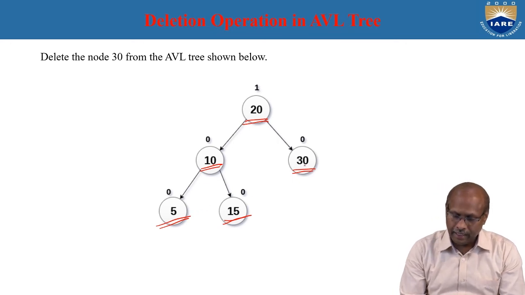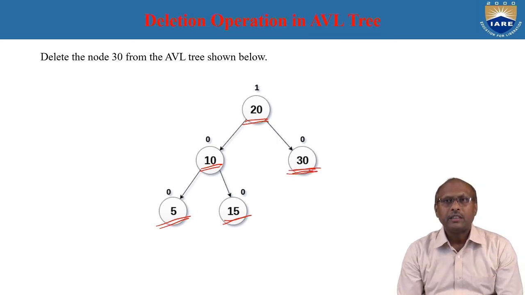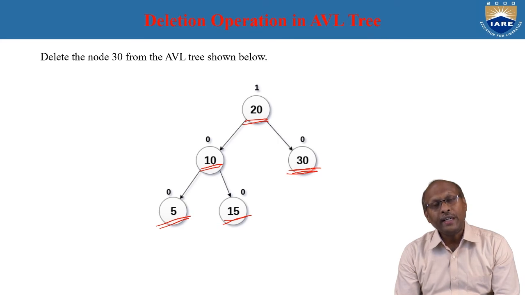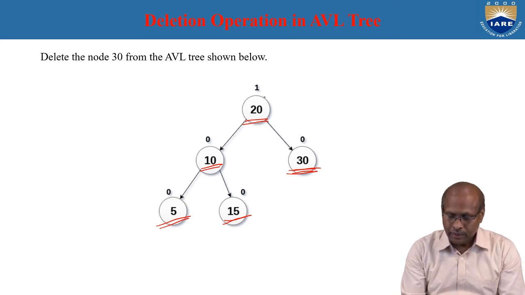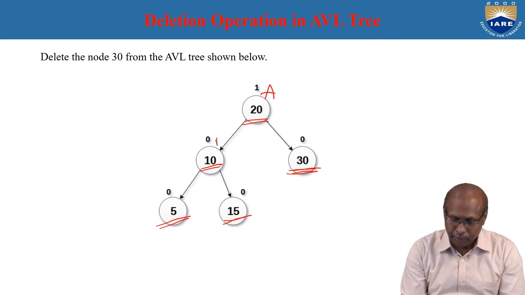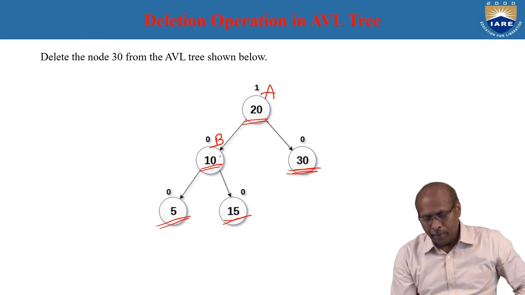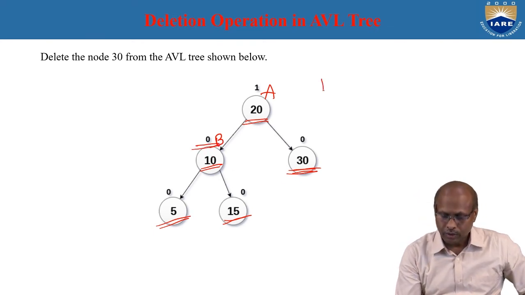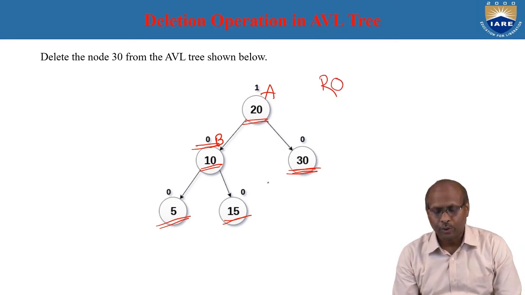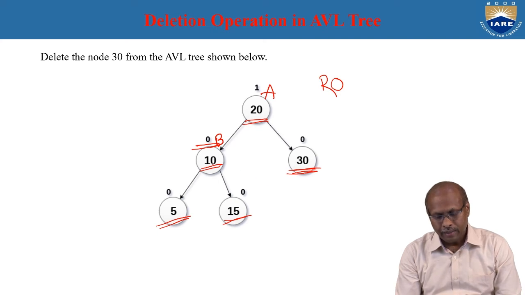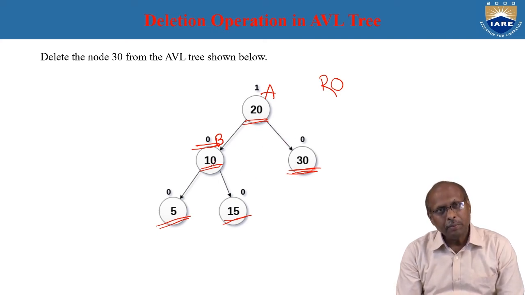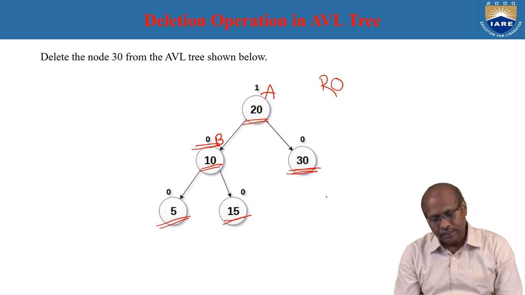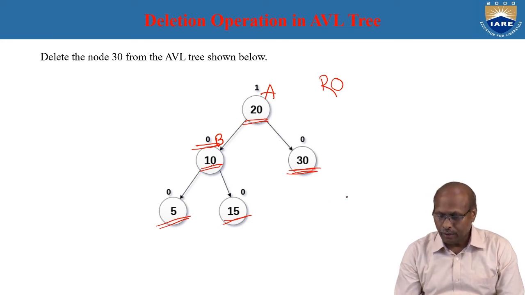Now in this tree, you want to delete 30. Whenever you are deleting 30, you have to find its corresponding B. Who is the corresponding B? This is always A, this is always B. Remember. Now B's balance factor is how much? 0. So it requires R0 rotation. In R0 rotation, what will happen? B becomes the parent. If B is the parent, A will be the right of this.